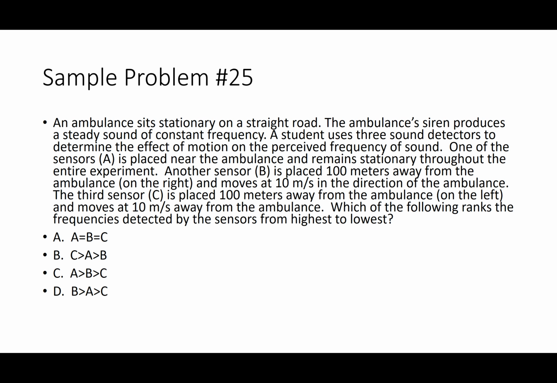So remember that when a sensor moves toward a sound source, the wave fronts get compressed together. And what the sensor picks up is actually waves of a higher frequency than what is actually being released by the source. On the other hand, when a sensor moves away from a sound source, the wave fronts are stretched out. So the sensor picks up a frequency that's actually lower than the real frequency. So what that tells me is that the sensor that's moving toward the sound source is going to have the higher frequency. That's B. So B is going to have the highest frequency.